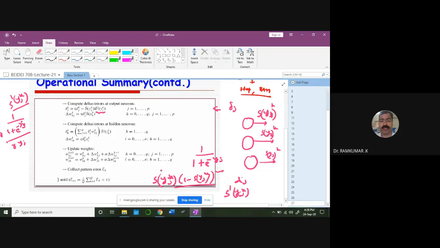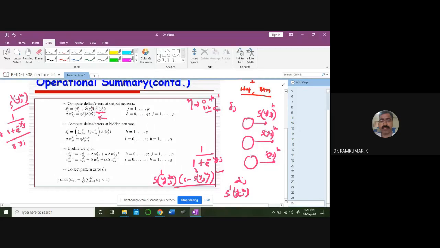So this number is a number. It's a number you can plug in directly, the first derivative. Then you can find this, and this is updated by delta jk. This eta is nothing but the learning rate, which you normally fix between 0 and 1, or sometimes it may be greater than 1. For the problem we are going to work out today, the learning rate is 1.2.